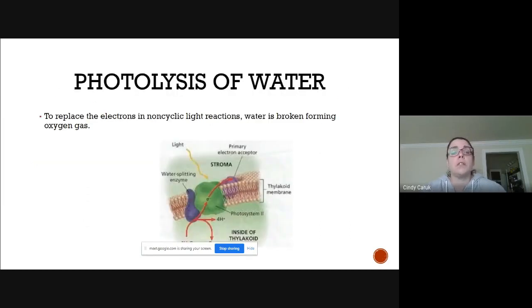Those electrons in non-cyclic are again replaced by the photolysis of water to make oxygen. So oxygen gas comes from water. Common misconception is people think it comes from carbon dioxide. But you may remember the experiment that they did with the heavy isotope of oxygen, using oxygen 18, so that they could trace where the oxygen came from.